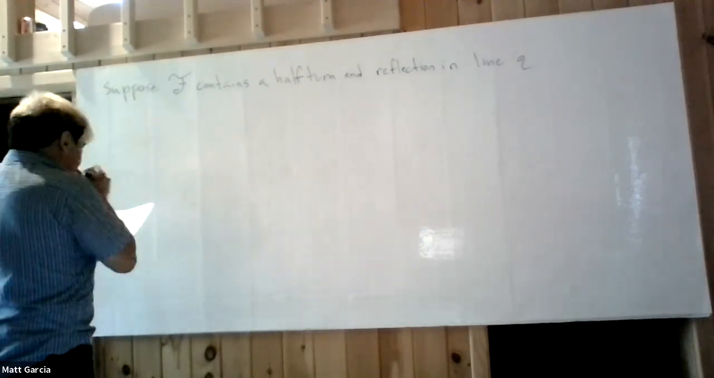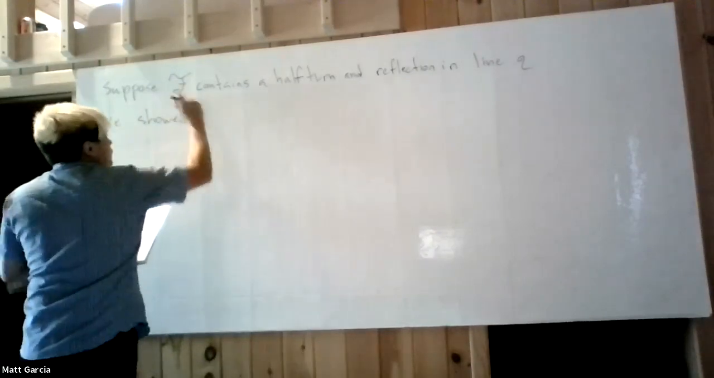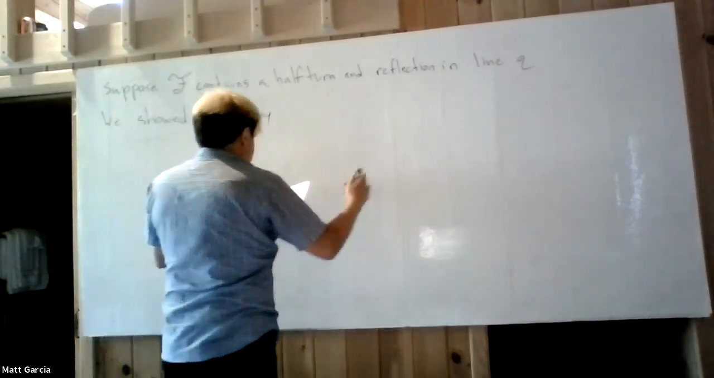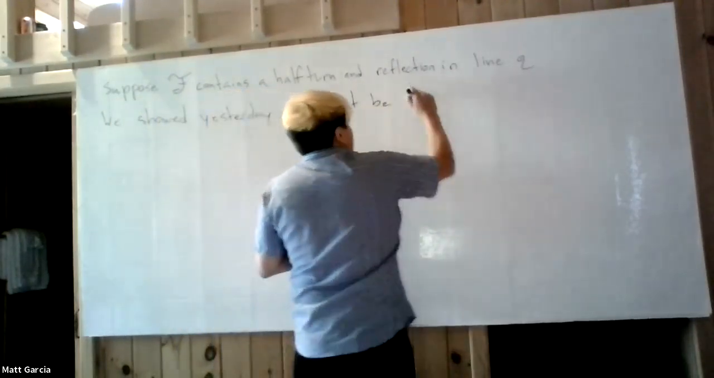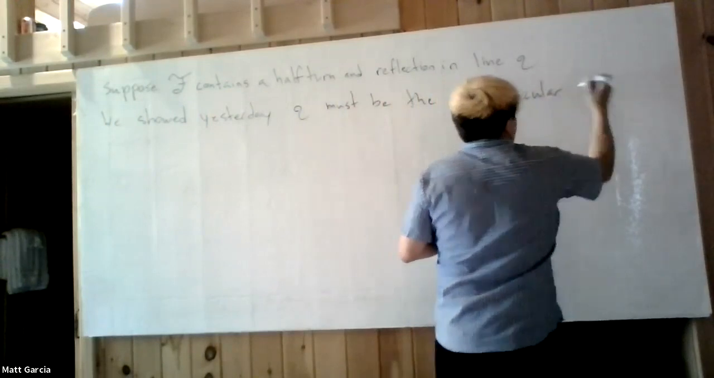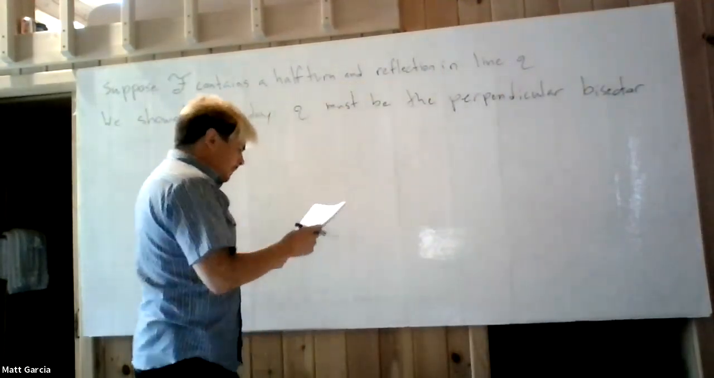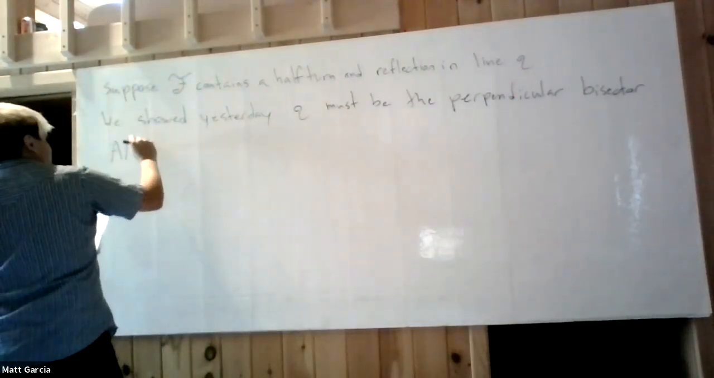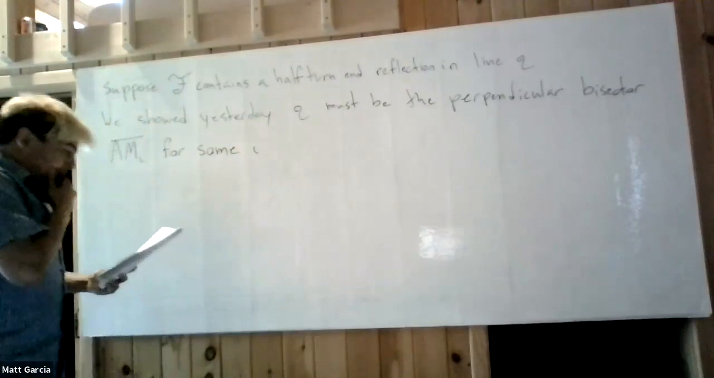And we deduced, we showed yesterday, that Q must be the perpendicular bisector of the line segment AMI for some I.